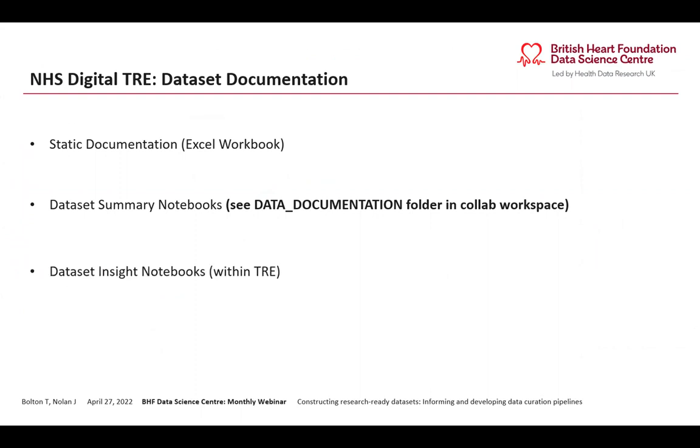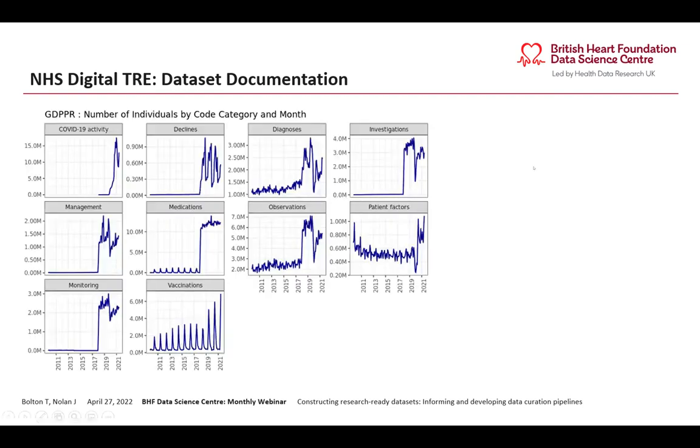Finally, following on from the summary notebooks, we plan to develop data insight notebooks, which will go a step further than the summary notebooks and provide a continually updated set of exploratory data analyses that are specific to each data set. So for example, for GDPPR, we have a plot here showing patient counts by month and by SNOMED code cluster group. Here we can see the amount of historic data that we have for the different code types contained in GDPPR. And for example, we can see that for diagnostic coding, this goes back much further than our medications coding, where coverage really only starts from 2018 onwards.